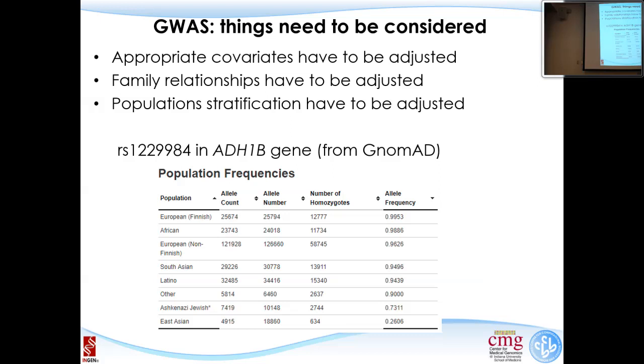And there are things you need to consider. The first one, of course, is the covariates. Whatever correlates you think are important, you have to include in your study. Another one is if this is a family sample, you had better adjust for the family relationships. There are tons of ways to do that, and I'm not going to talk about it. If you don't adjust for them, your result will be inflated and you will get more false positive findings. And then population stratification, which I mentioned before.